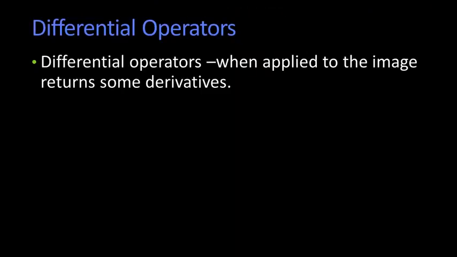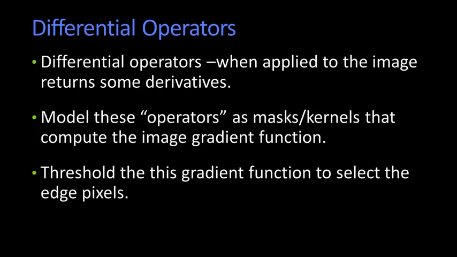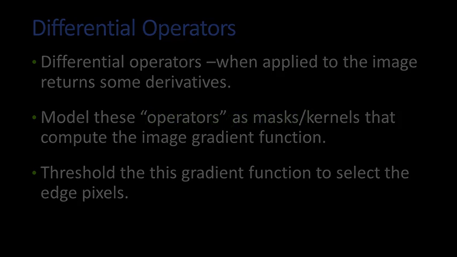Okay, so a differential operator, when applied to an image, returns some derivative. We're going to model these operators as filters, as masks, as kernels that are going to compute that image gradient function. And then we're going to threshold this gradient function to select the edge pixels. All of which brings us to the question, what is a gradient?